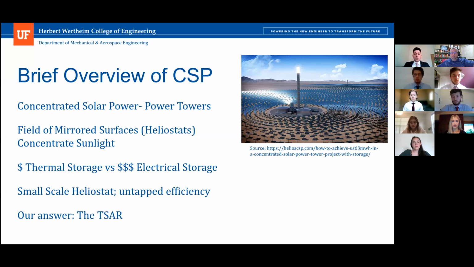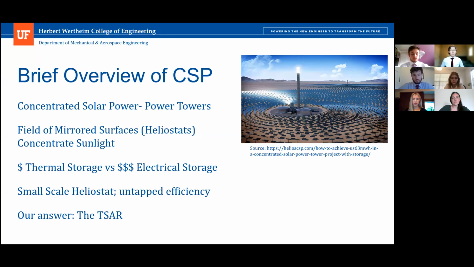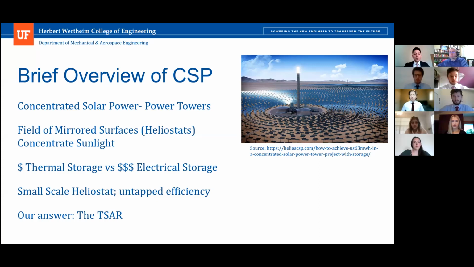A benefit of the CSP is the low cost of storage, because CSP stores thermal energy rather than electricity, like photovoltaic energy generation devices. CSP plants can produce electricity up to 10 hours after being exposed to the sun, so without any sunlight, for instance, at night.